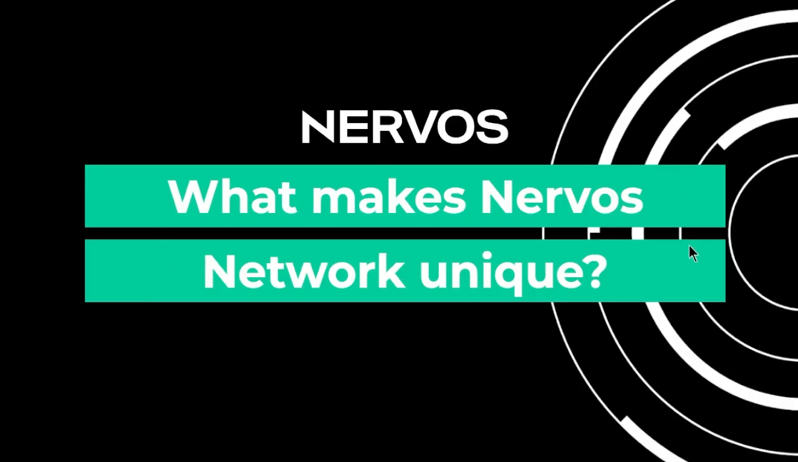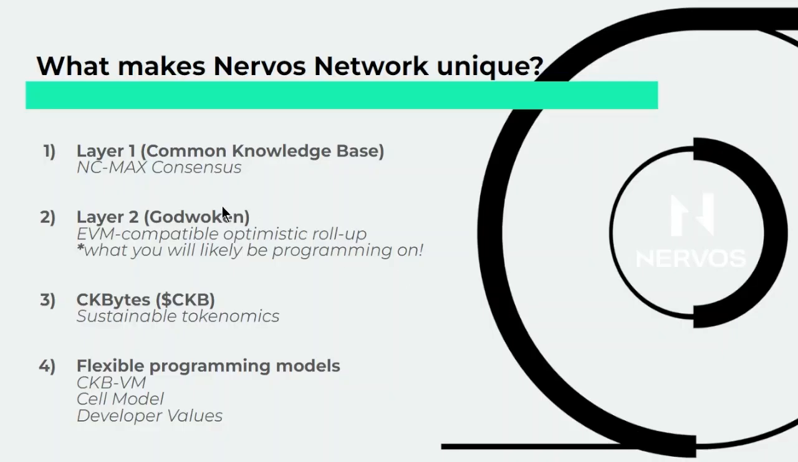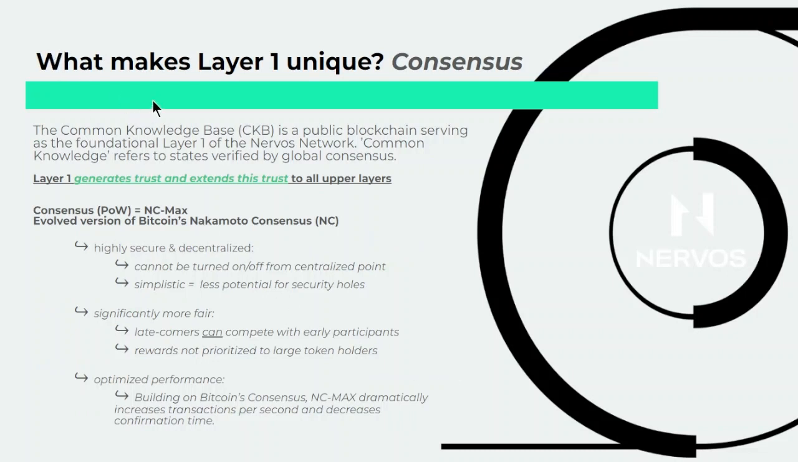Next up, what makes Nervos Network unique? Just warning you all right now, a lot of things make Nervos Network unique. Quick overview of this section before we deep dive. We're going to cover our Layer 1, our Layer 2, our native token, and our programming models and why they are unique at Nervos Network. Starting with our Layer 1, what makes it unique? So, as we already know, the Common Knowledge Base is a public blockchain serving as the foundational Layer 1 of the Nervos Network. Common knowledge refers to the states verified by the global consensus, and Layer 1 is functioning to generate trust through consensus and extend this trust to all upper layers, such as Godwoken.